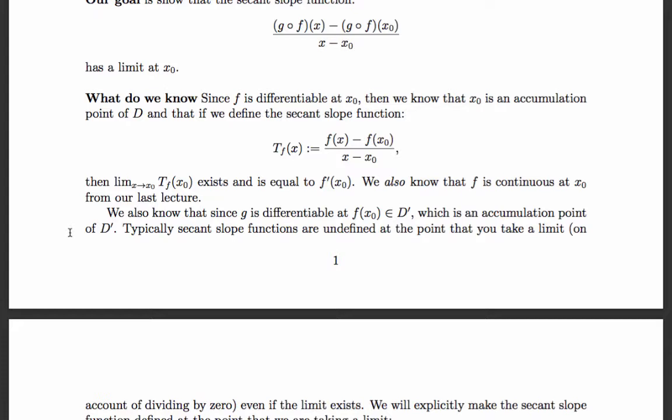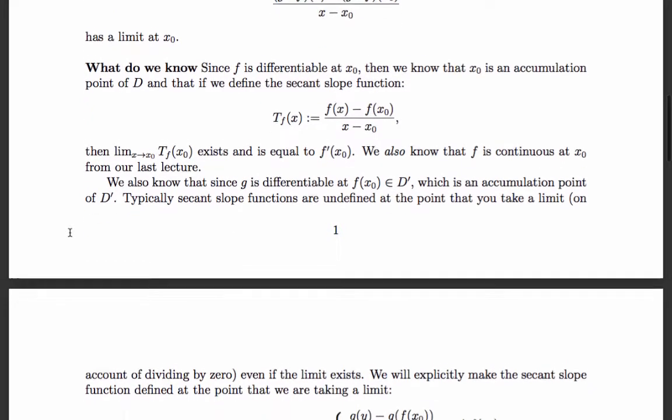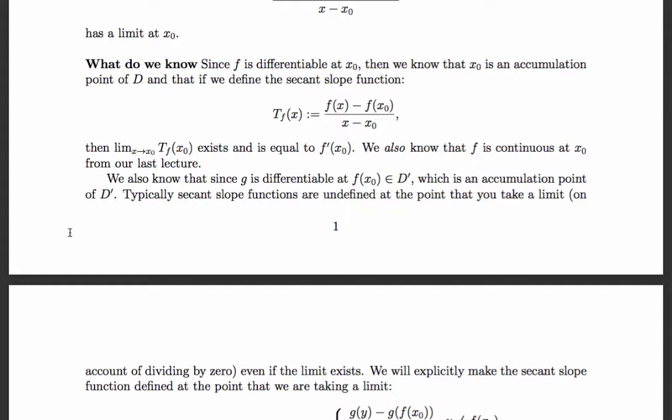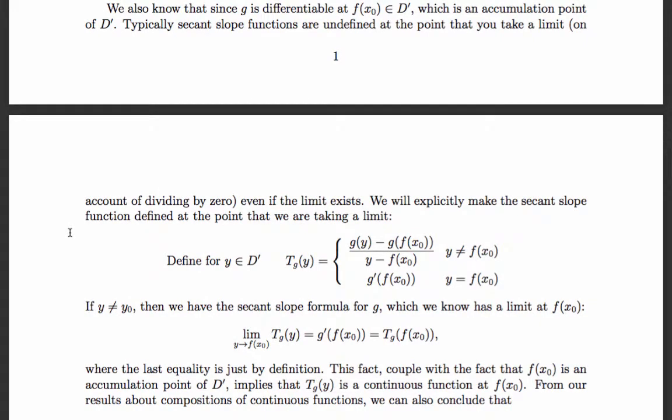Typically, secant slope functions are undefined at the point that you take a limit on account of the fact that you've got to divide by 0, right? Even if that limit exists. So we're going to explicitly make the secant slope not only defined, but also continuous. So let's define, for y in the domain of g, the secant slope function t_g of y, which when y is not f of x naught is our standard secant slope function. But when y equals f of x naught, we get g prime of f of x naught.